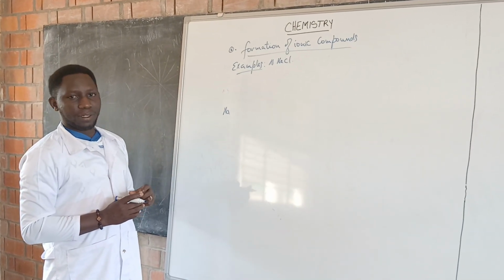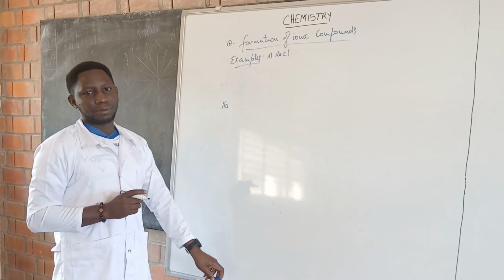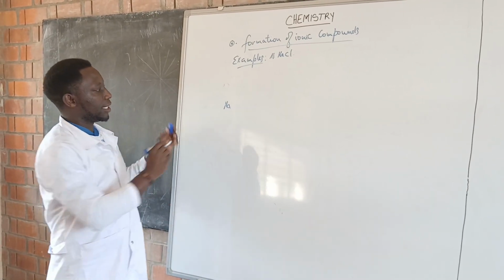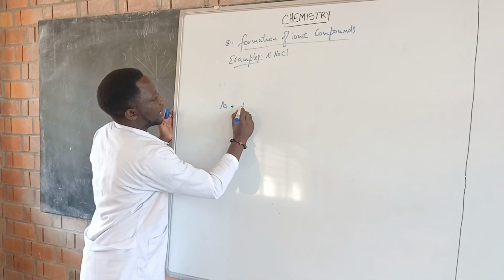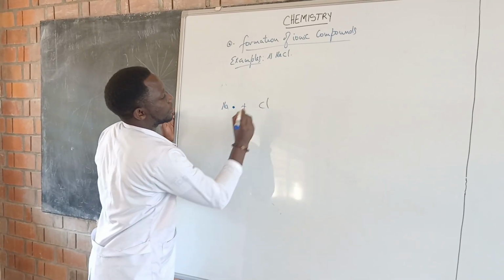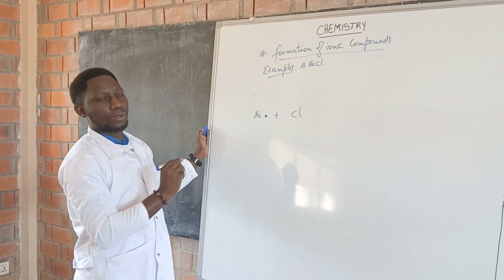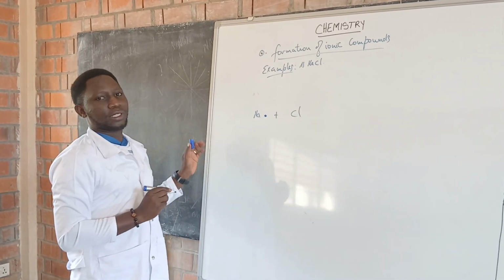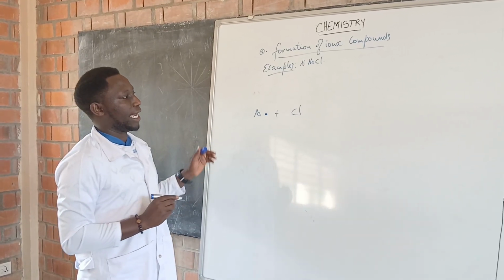This sodium is number 11. It has one electron in the outermost shell. And then it reacts with chlorine, number 17 on the periodic table. Also, I'm going to show the electrons on the outermost shell. It has 7 electrons.